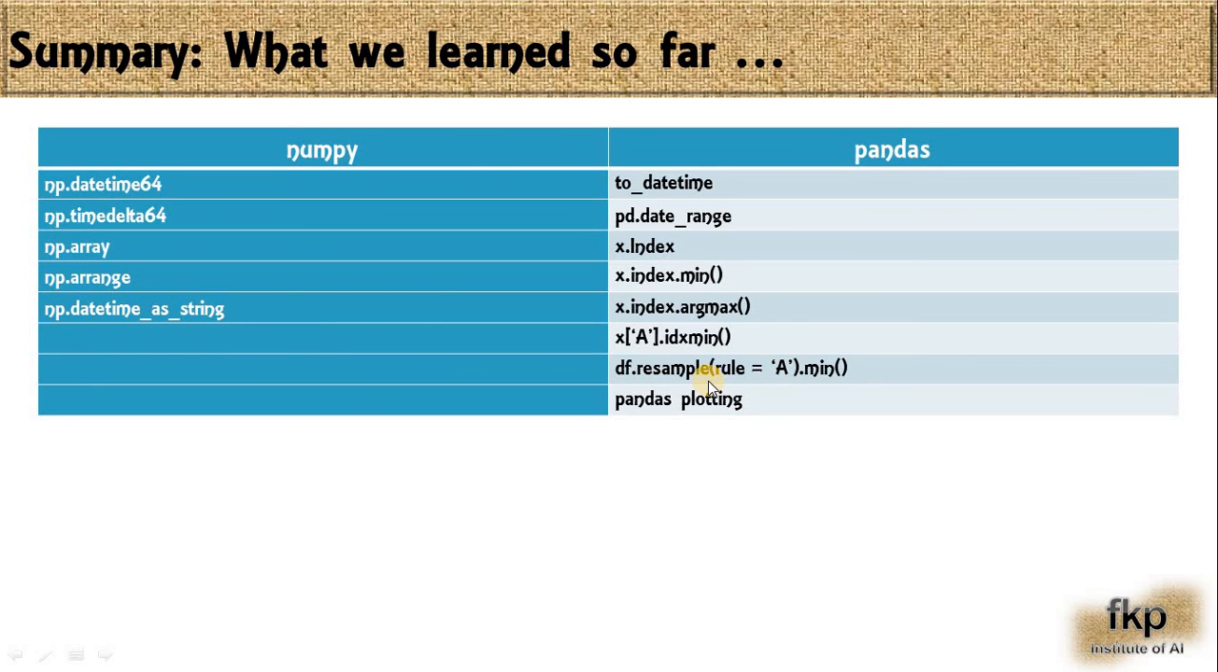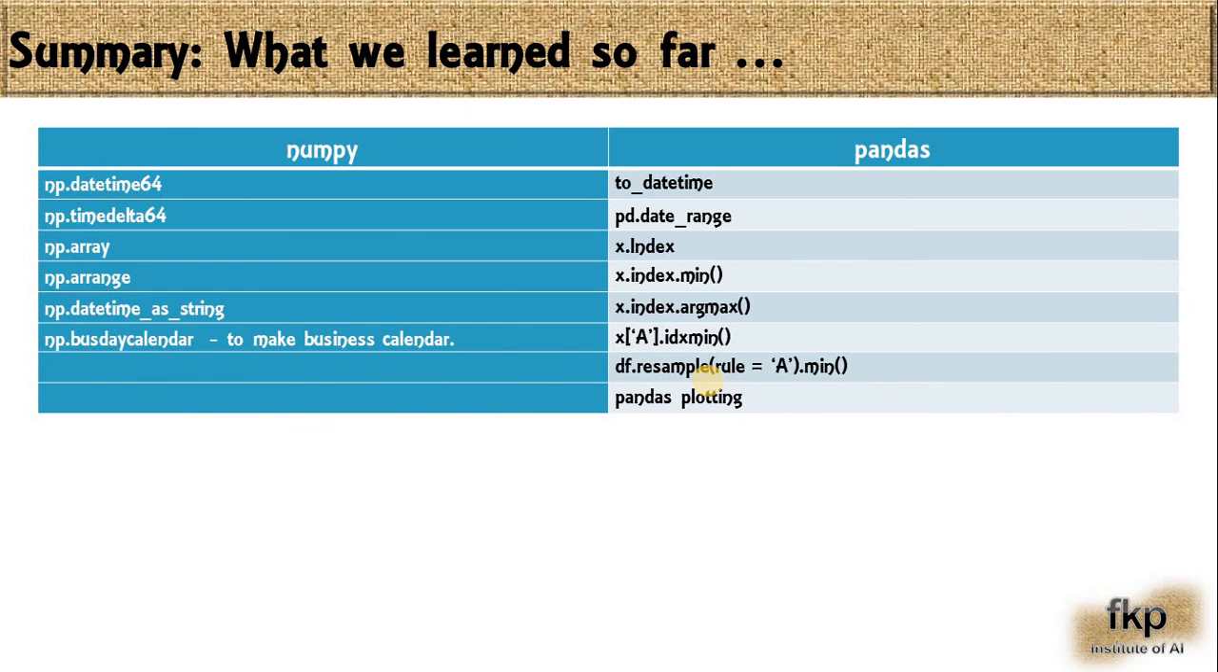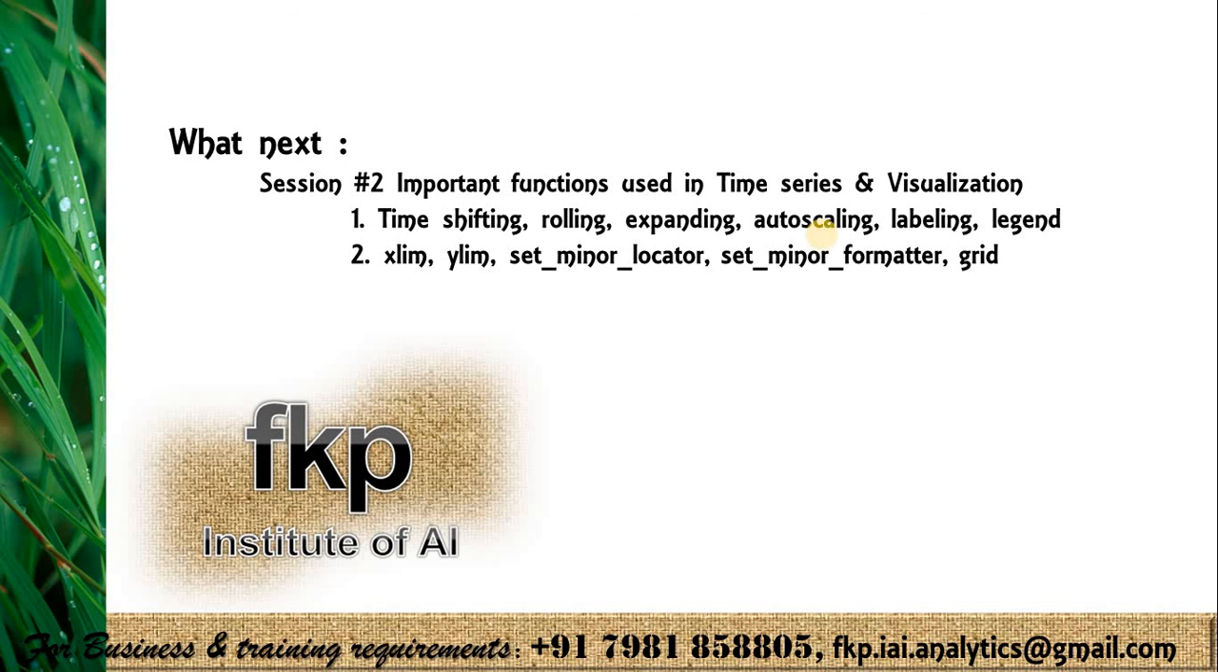Okay, that's all for this particular session. In the coming session, we will be seeing some important functions used in time series using pandas and visualizations for the outcome of these functions. The functions include time shifting, which is very important in time series, and rolling, expanding, auto scaling, labeling, displaying the legend on the graph, and xlim, ylim, set minor locator, set minor formatter, grid. These functions we are going to learn in session 2 of part 1.